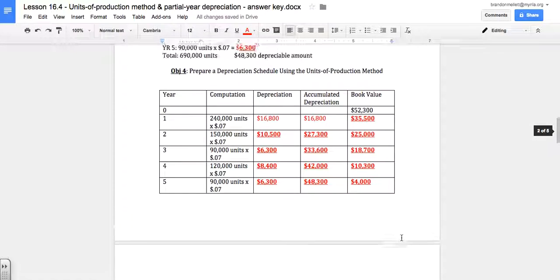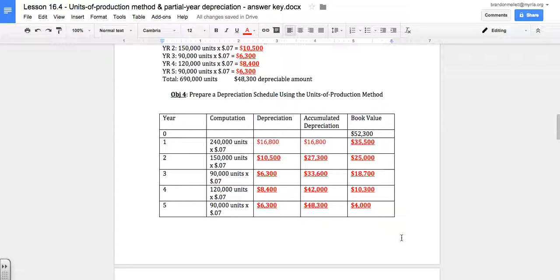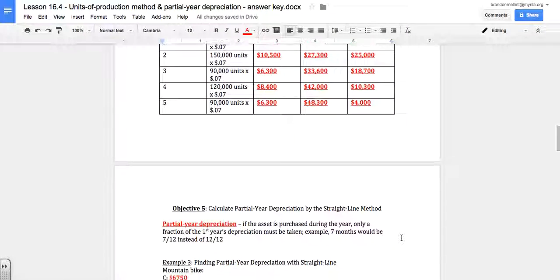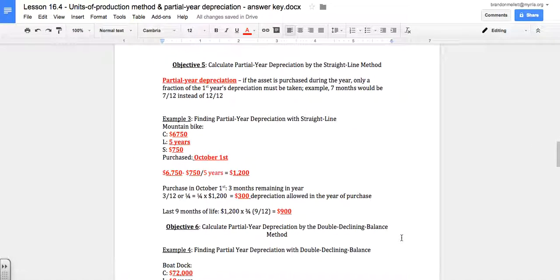Now, we could have called this part 1 of the lesson, units of production method. What we're doing in part 2 is using something called partial year depreciation. We automatically assumed in the past couple lessons that the asset was purchased at the beginning of the year in January, and the depreciation we were taking was for a full year. Well, that's just not the case.